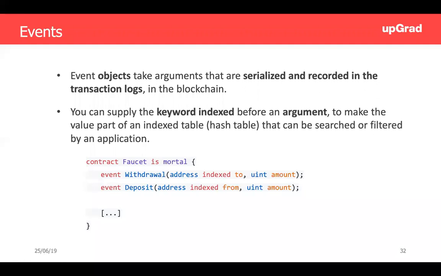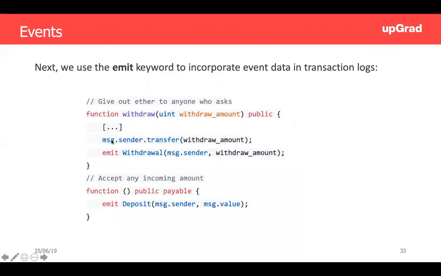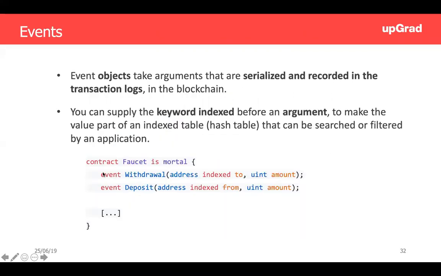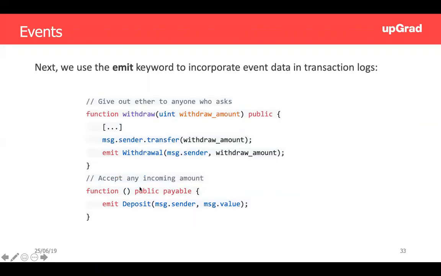Okay, so you can have any number of variables inside of an event, but only 3 of them can be indexed. All right. So what you looked at here was a definition of an event, but this did not trigger an event. So now as part of your smart contracts, you trigger those events using the emit keyword.